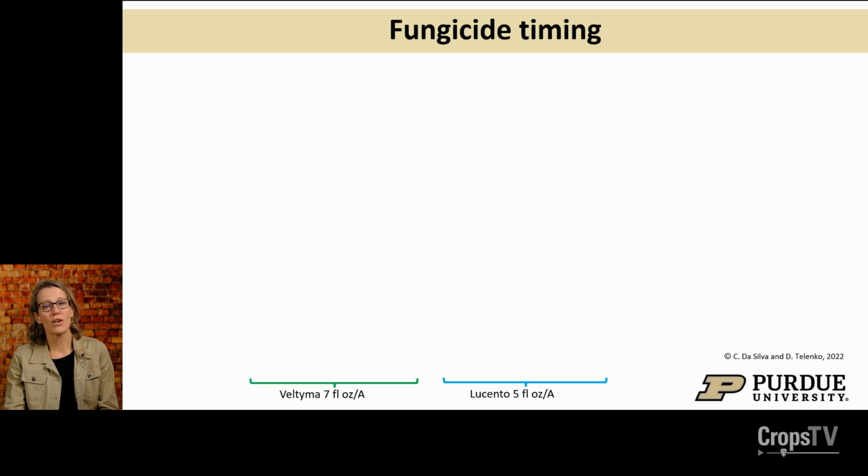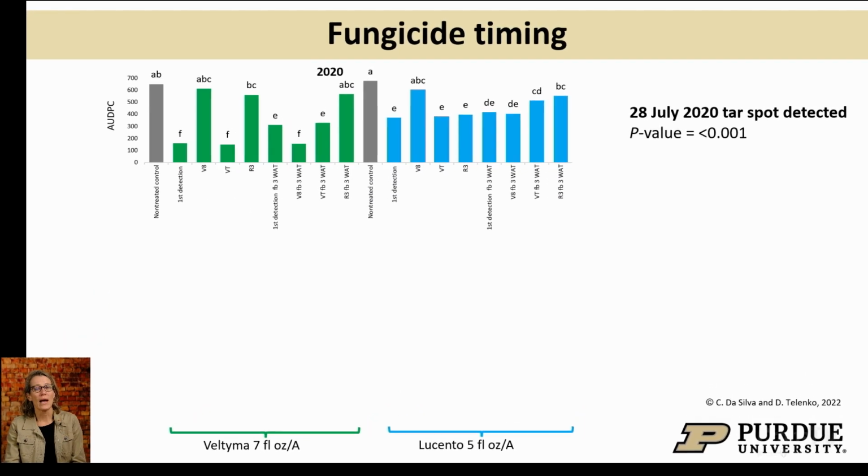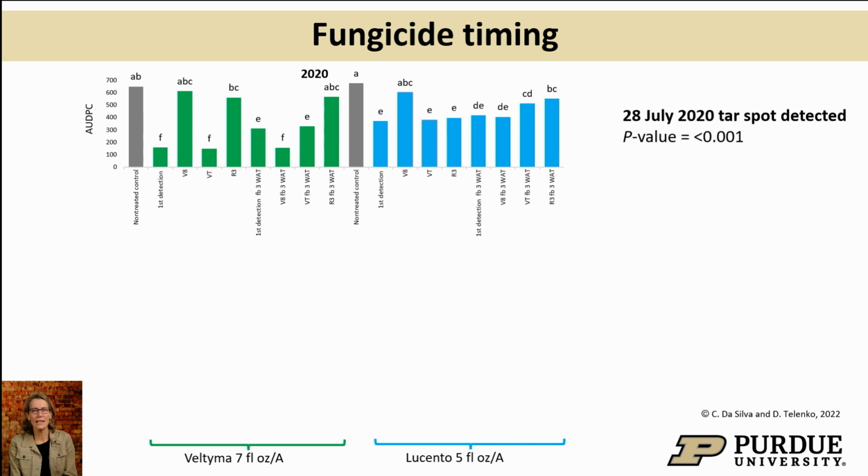And so when we look at their data, we'll have the Valtimer in the green bars and the Lucento in the blue bars. So this was in 2020. So the data for 2020, tar spot was detected on the 28th of July. And so we have our AUDPC, right? So that's the area under disease progress curve. The gray bars give us our untreated check. And then along the x-axis, we have when the fungicide was sprayed.